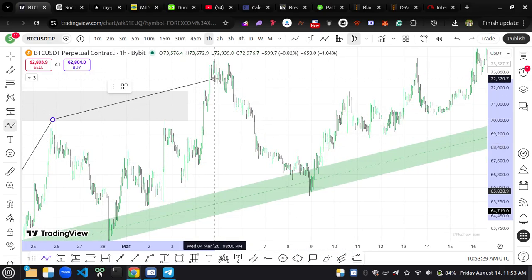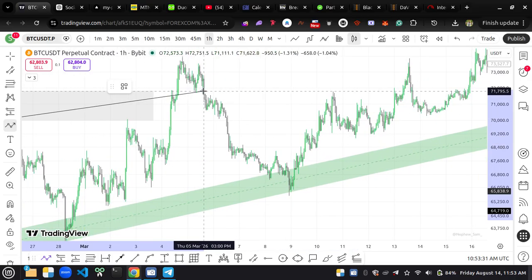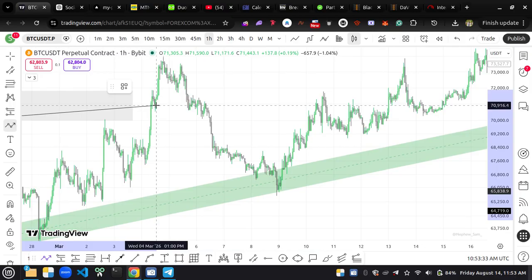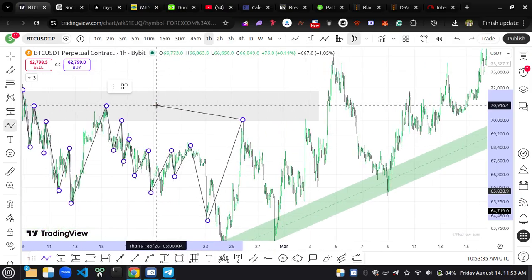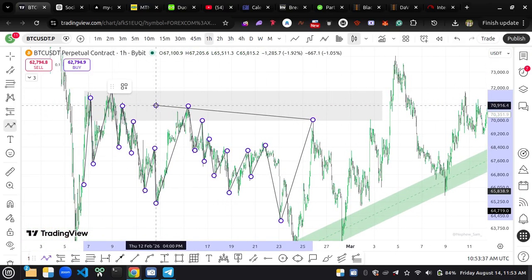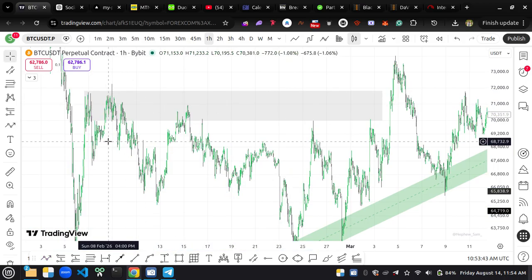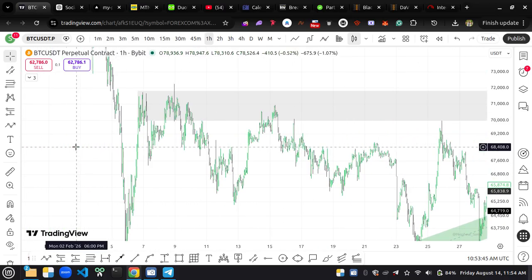It broke. It broke, but this time around it did not use the resistance as support. It doesn't always have to happen. It happens at certain times, it doesn't always have to happen. So do you get? That's the way it works. And this is now on the horizontal side.